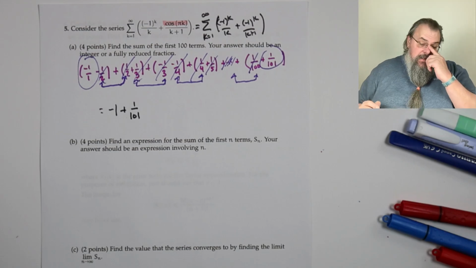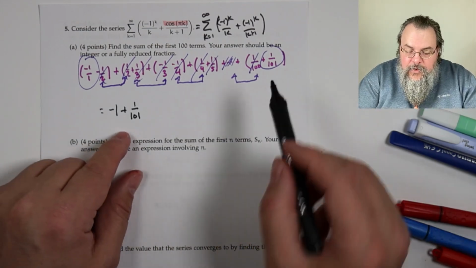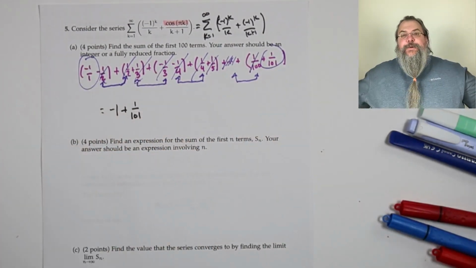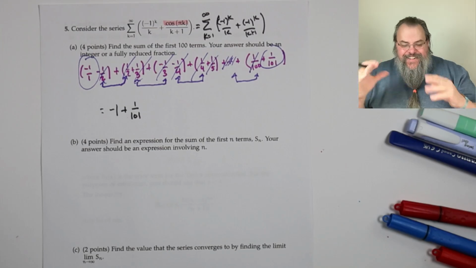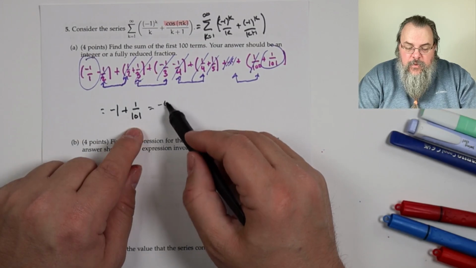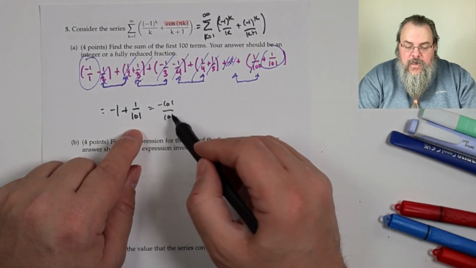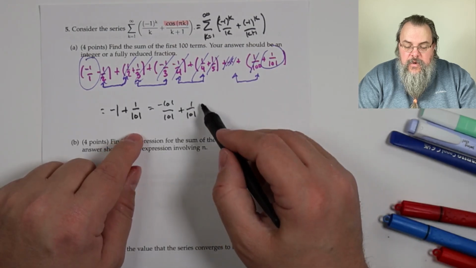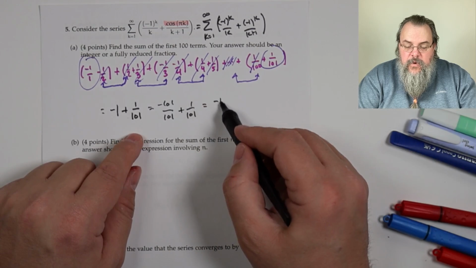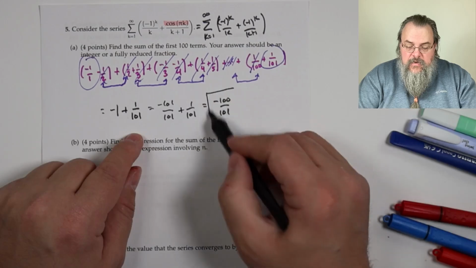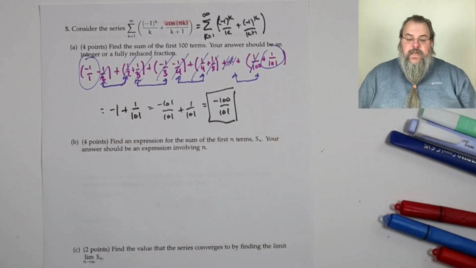All right. Now, unfortunately, we can't stop there because it says your answer should be an integer or fully reduced fraction, which means you've got to push it all together. Well, common denominator would be 101, so this is minus 101 over 101 plus 1 over 101. And, well, that's going to be minus 100 over 101. And so there's the fully reduced fraction.